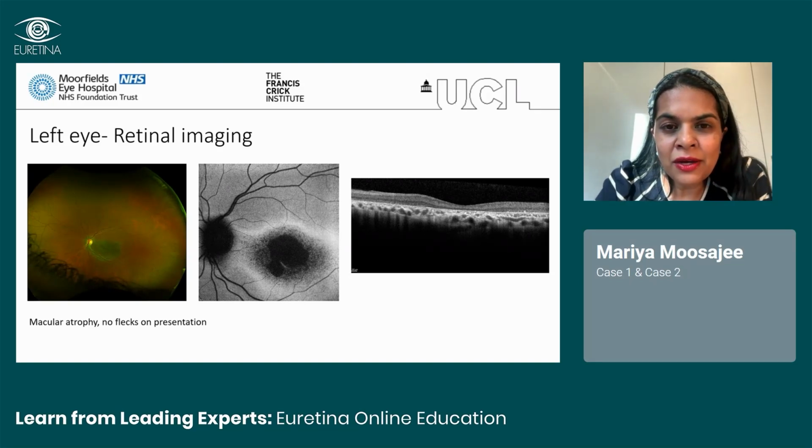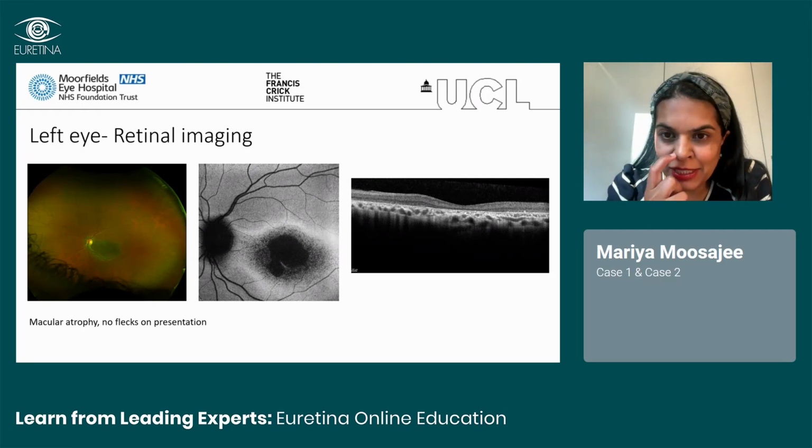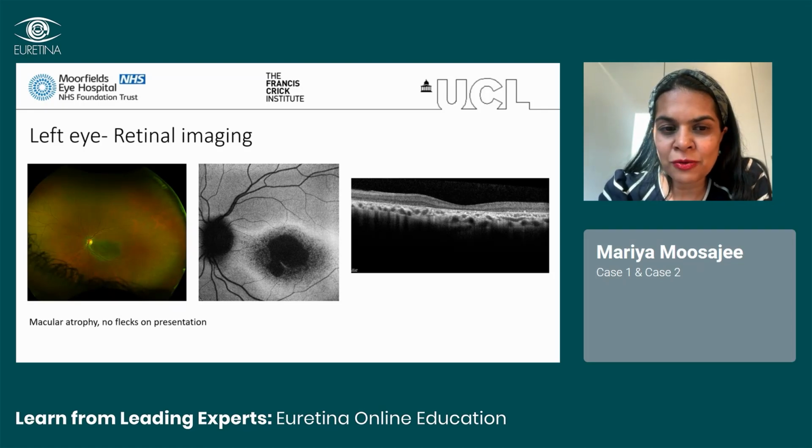If we look at the autofluorescence image, we can see right at the center, the foveal macula, there's a large area of hypoautofluorescence, which accounts for her poor vision. And this is extending outwards, and there is an area of a hyper autofluorescent ring around that lesion. And if you look at the OCT, you can see complete loss of the ellipsoid zone in that central macular area.